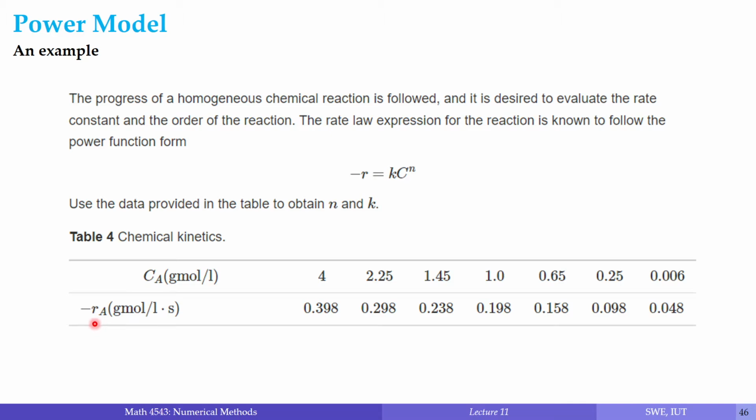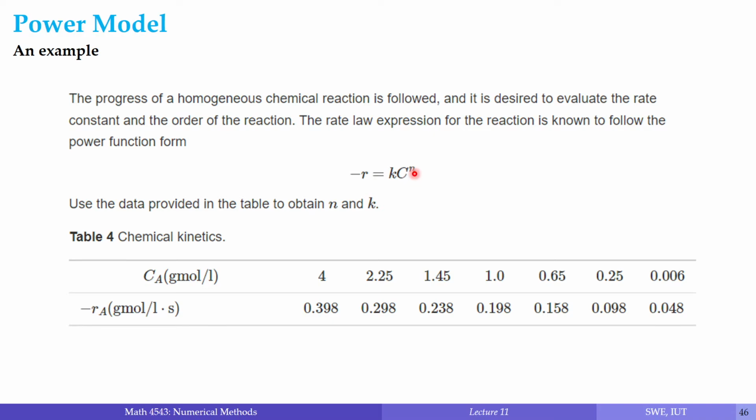So reaction rate is generally denoted with what? Minus R sub A, right? Because this denotes that the mass of the reactant is gradually decreasing, and the rate at which it is decreasing is also decreasing, right? So the unit for the reaction rate is gram mole per liter per second, with respect to time. Fine. So given these data points, concentrations and the reaction rates, we have to model it using minus R equals K times C to the power N, where N is the order of the reaction.